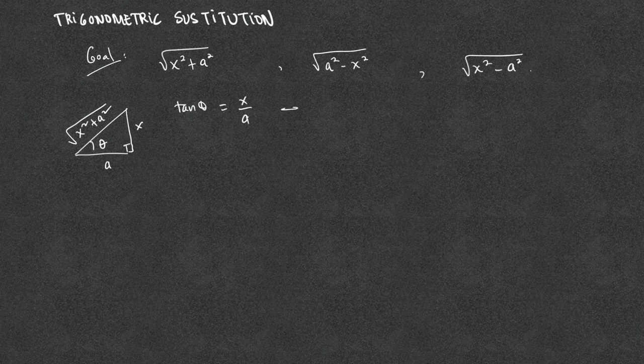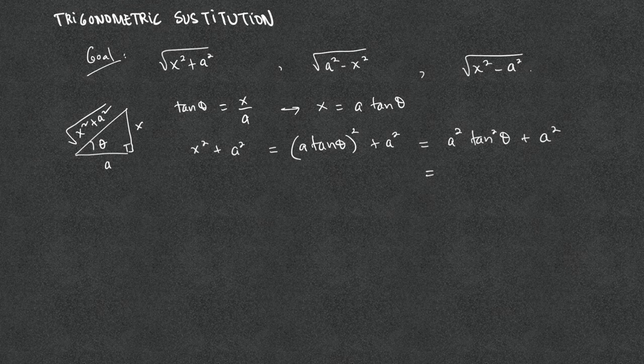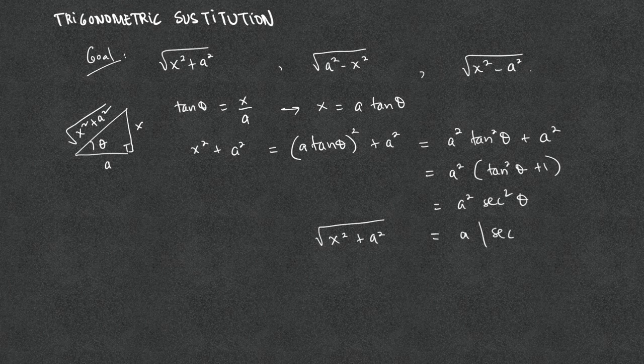Tangent of theta is x over a, so x is a times tangent of theta. X squared plus a squared is therefore a tangent theta squared plus a squared, and this can be simplified to a squared times the quantity tangent squared theta plus 1, but tangent squared theta plus 1 is secant squared theta. So the square root of x squared plus a squared is a times the absolute value of secant of theta. We see that if x is a tangent of theta, then the square root of x squared plus a squared can be substituted with a, the absolute value of secant theta.